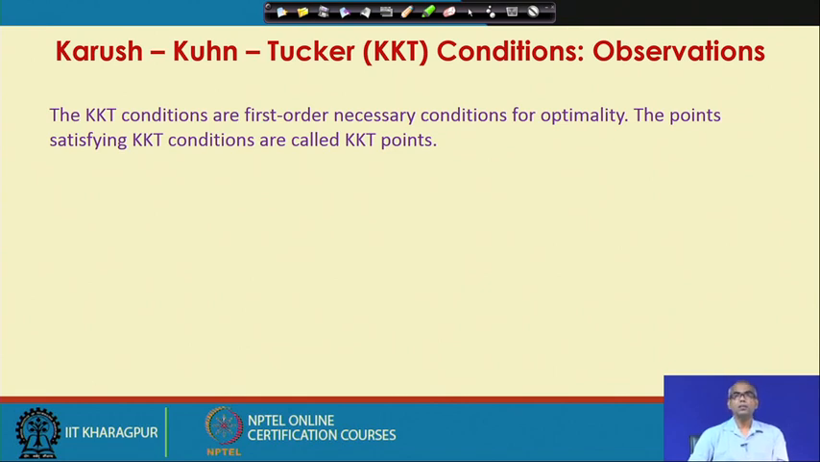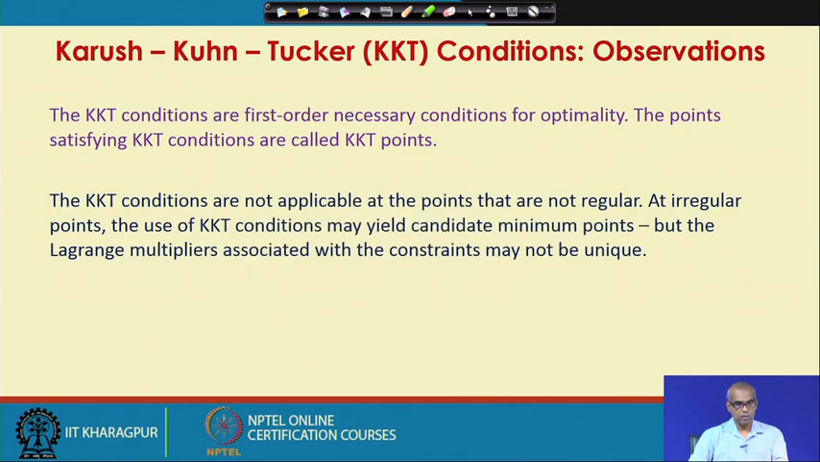It means that if a point does not satisfy the KKT condition, it cannot be an optimal point. But the satisfaction of the KKT condition does not guarantee optimality. So, it is a first order necessary condition. The points satisfying KKT conditions are called KKT points. The KKT conditions are not applicable at the points that are not regular.